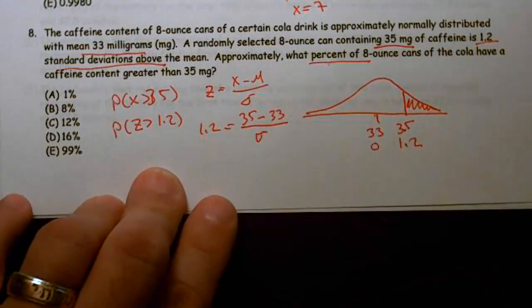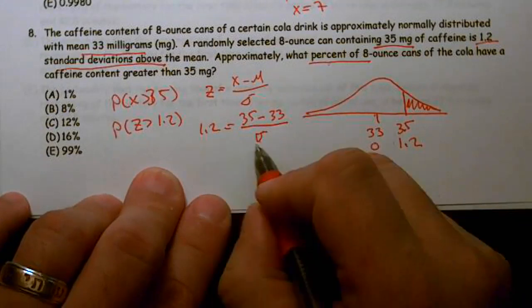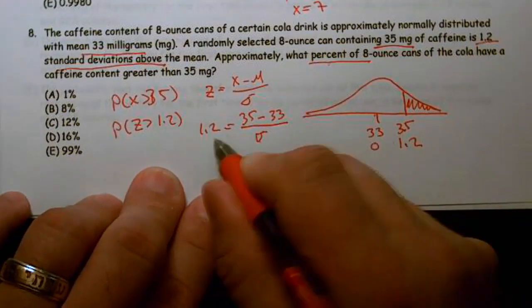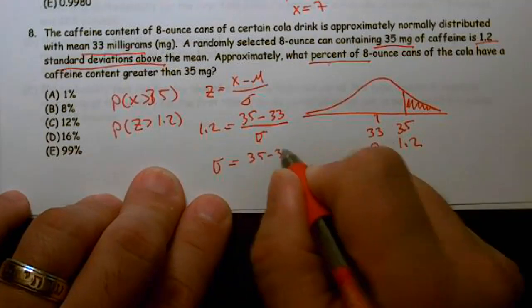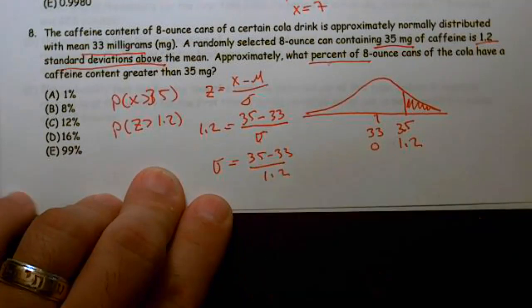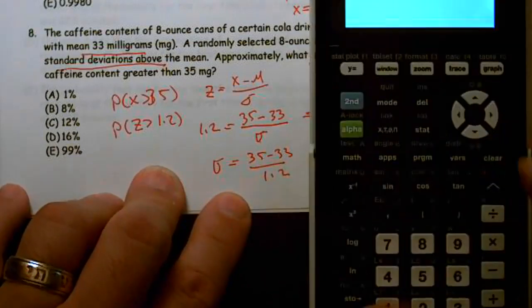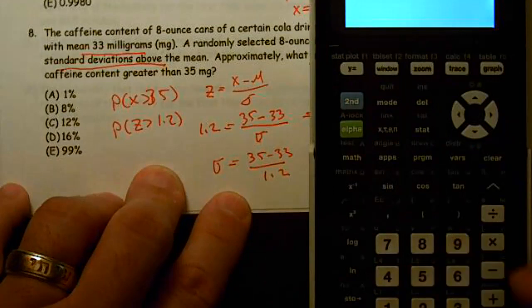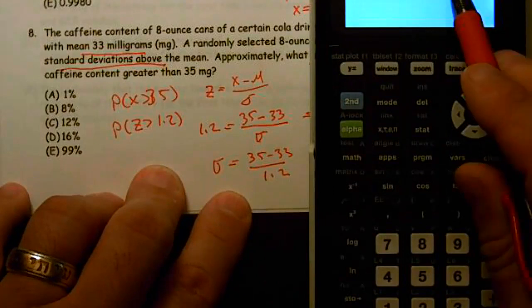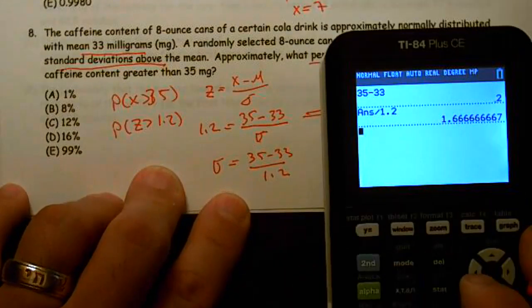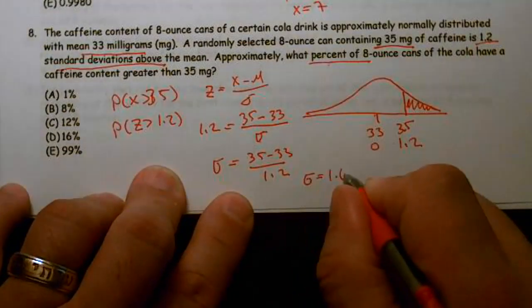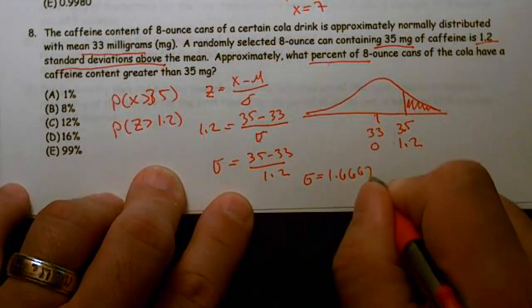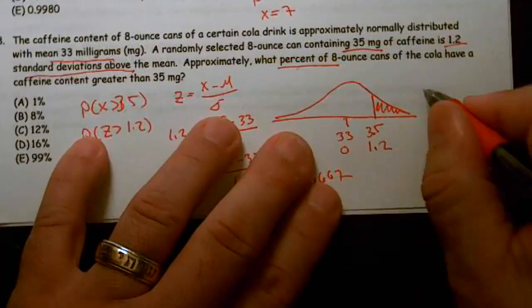And so I can go about and solve this, swapping places, and my standard deviation is 35 minus 33 over 1.2. 35 minus 33 divided by 1.2, and I end up getting 1.6667. So my standard deviation is 1.6667.